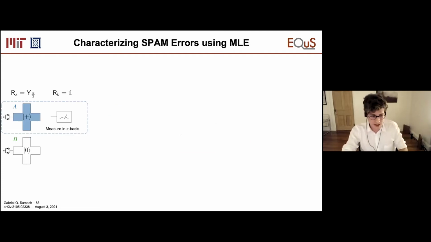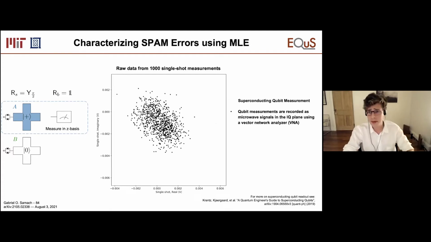Okay, so what does all this look like when I'm sitting in lab and trying to measure things? For example, let's take the case where we put our qubit A into a superposition state and then measure it in the Z basis. When I do this measurement, this is what it looks like to me in lab. This is raw data from 1,000 single shot measurements of qubit A.